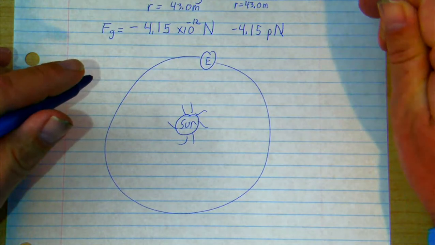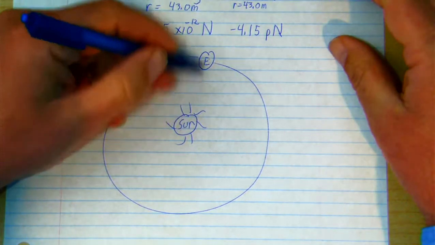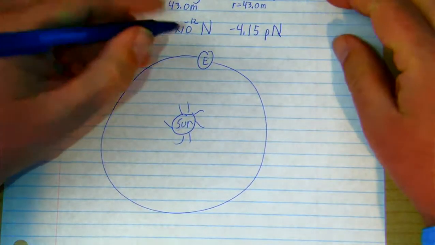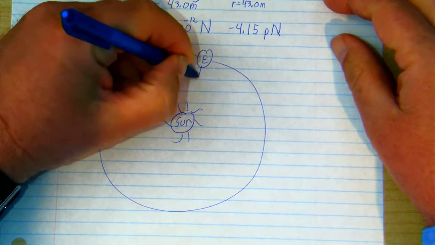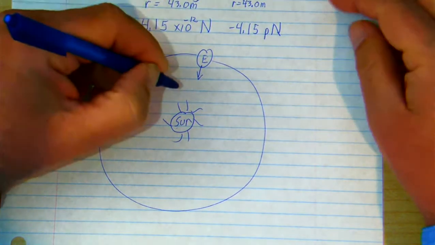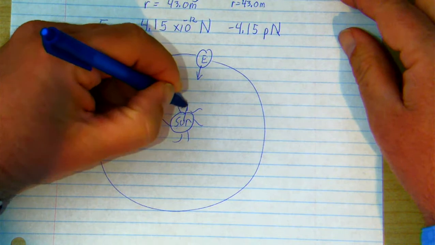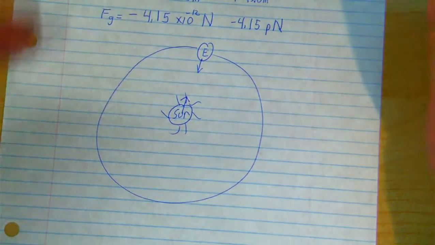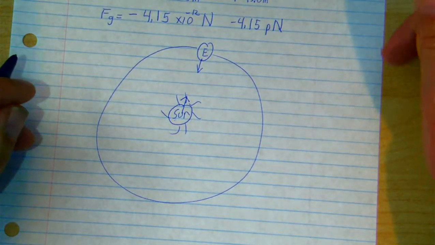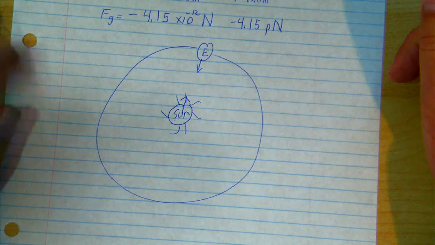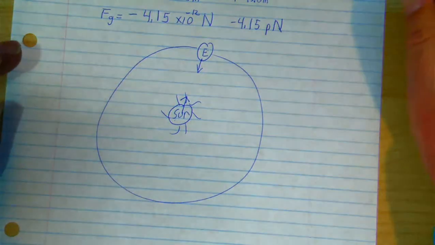Now, the Earth doesn't have a string tying it to the sun. It's attracted to the sun by Newton's law of universal gravitation. And by Newton's third law, the sun is also attracted to the Earth. Yep. Okay. Now, riddle me this, Batman.